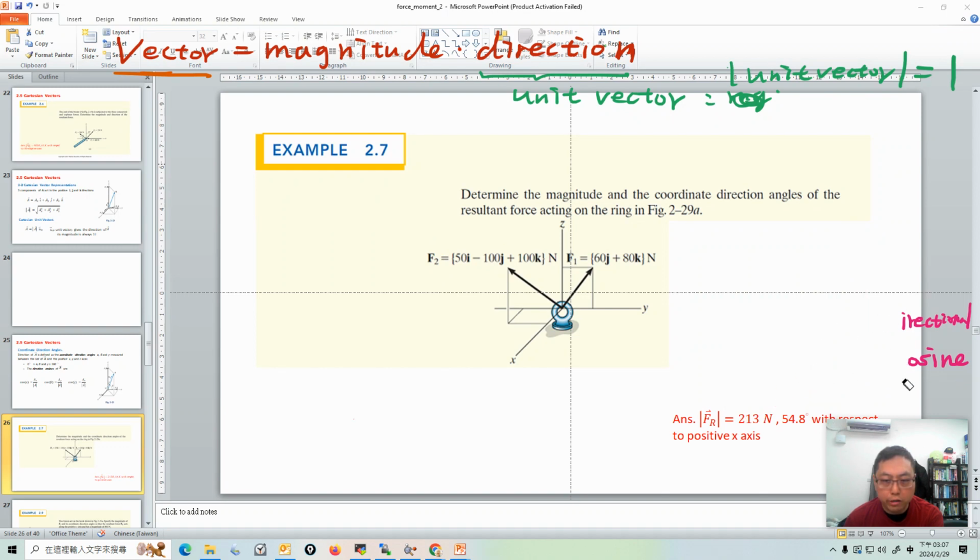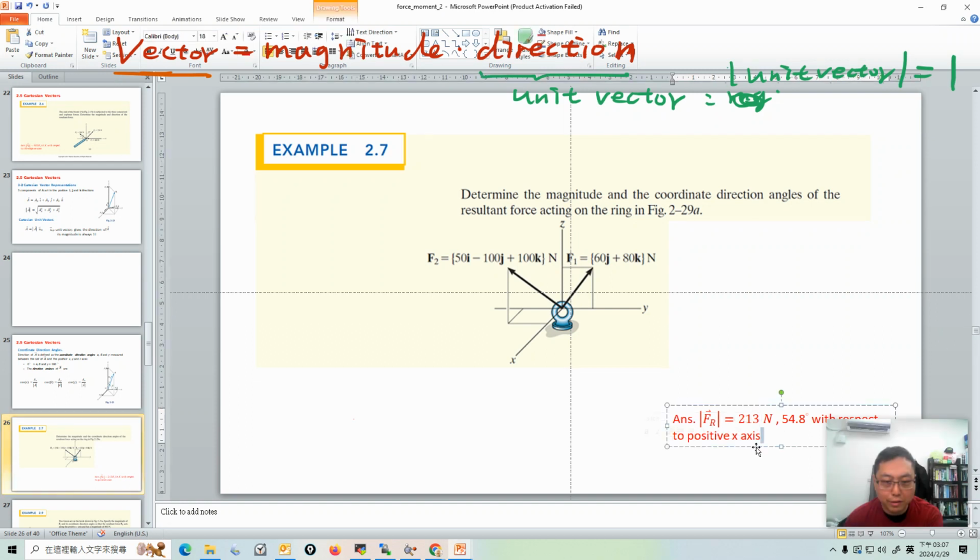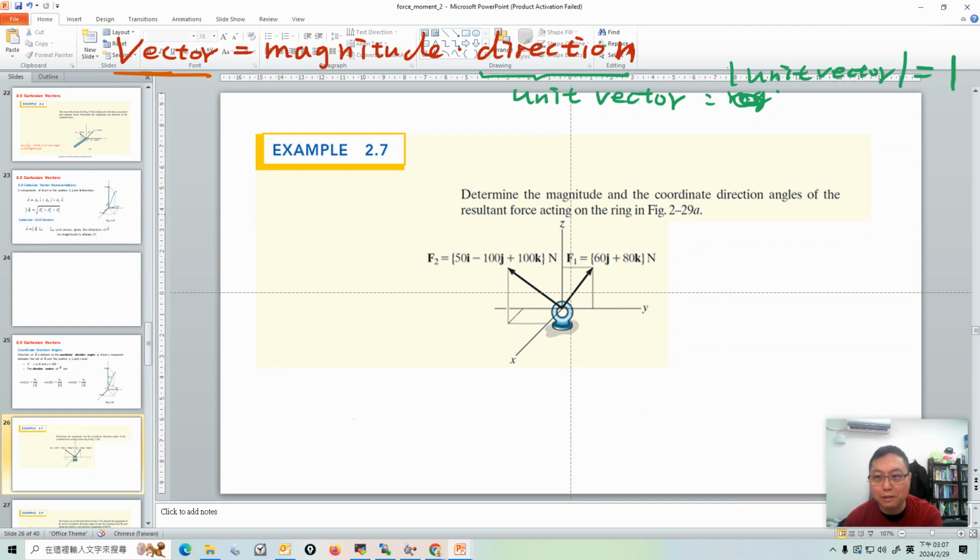Right now there are some answers on the PowerPoint, but unfortunately this is wrong. So let's start with this very simple exercise. It is a 3D problem. It gives you F1 and F2, and we want to find the resultant force. Resultant force means 合力. So let's write down F1 and F2, and express F1 and F2 as Cartesian vectors.